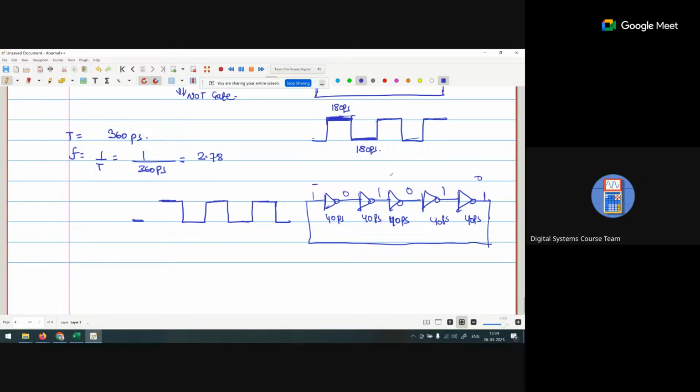Now if one level approaches from here to here, it will take 200 picoseconds, because 40 times 5. That means one level will be maintained up to 200 picoseconds, and the next level will also be maintained up to 200 picoseconds. So one waveform will be complete in a 400 picosecond duration. So what is the frequency? 1 divided by 400 picoseconds. This is the frequency.